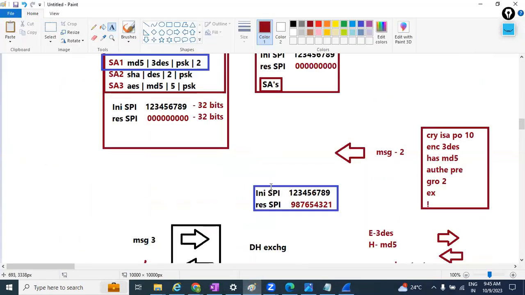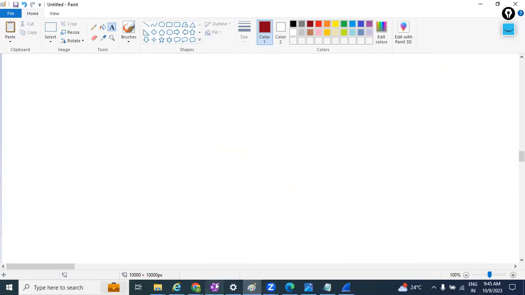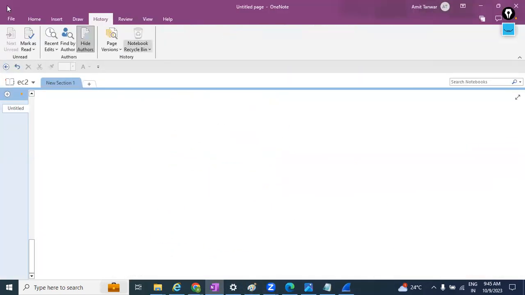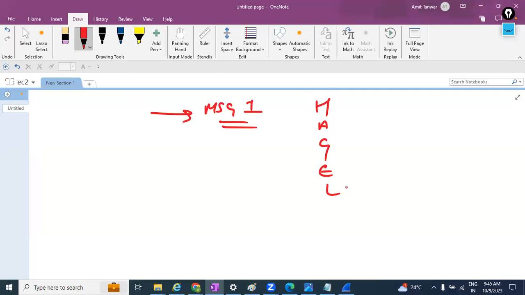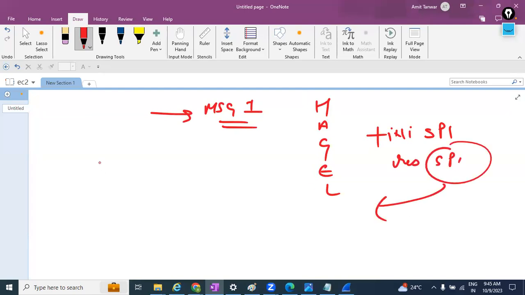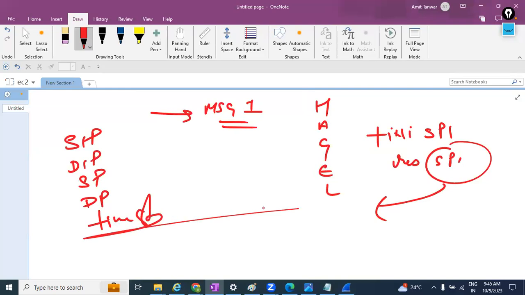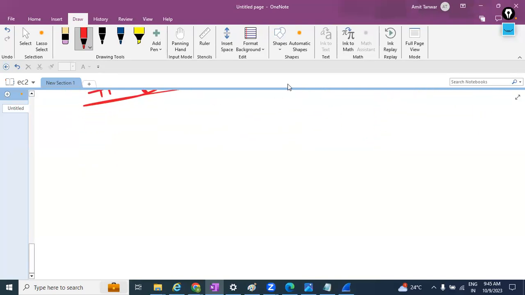Any doubt, any question in this one? So I'll just do a quick revision of all this. So this is phase one, message number one. Okay. So message one is all about haggle. This is all about haggle. And along with that, initiator SPI, and along with that, responder SPI. How would it calculate SPI? With the help of source IP, destination IP, source port, destination port, and time stamp. Okay. Same from the other side, that is again all haggle.